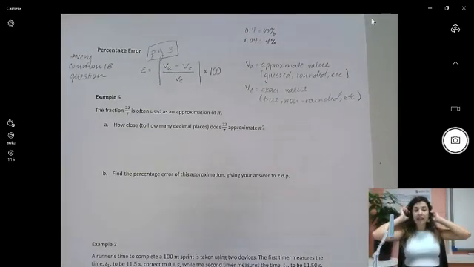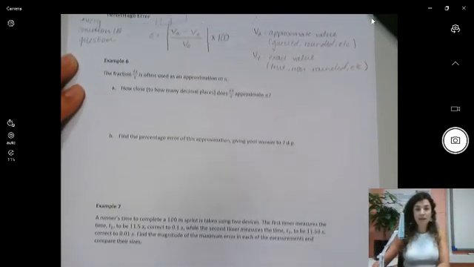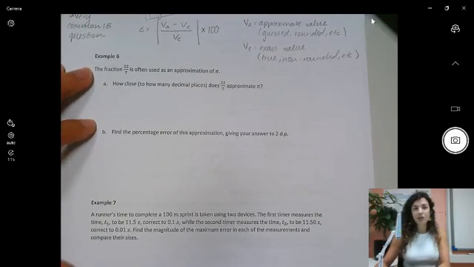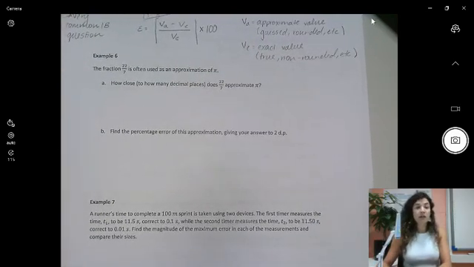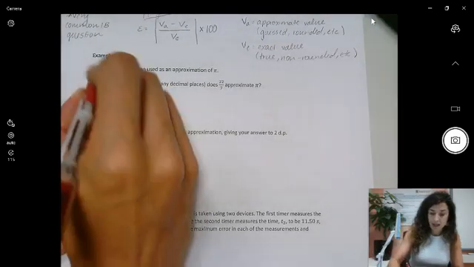Okay, so let's put all of that into action, because it's so hard to see a definition without understanding what it means or seeing it in action. So we have a fraction, 22 over 7, and it is often used as an approximation of pi. So how close, in other words, how many decimal places does 22 over 7 approximate pi? We're going to look at what pi and 22 over 7 are as decimals and figure out where it stops being the same.